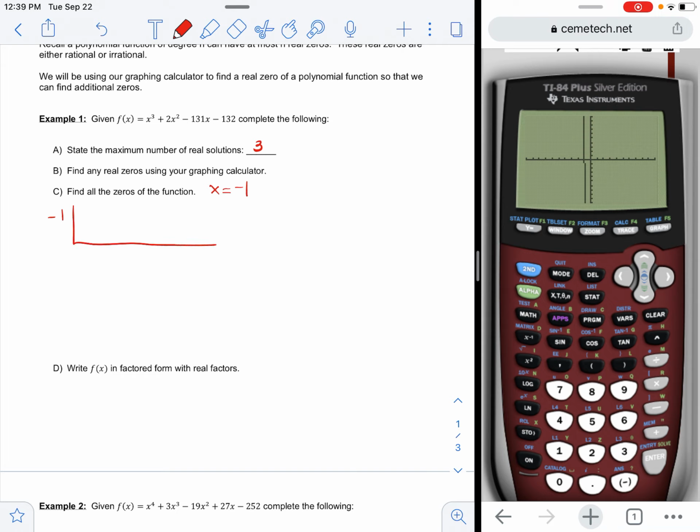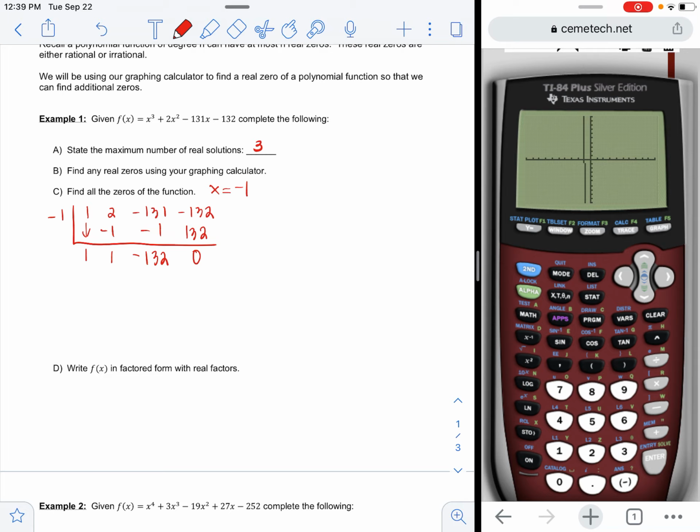Okay, so -1, and I'm going to do 1, 2, -131, -132. Drop the 1, multiply, that's -1, add, that's 1, multiply, that's -1, add, that's -132, multiply, that's positive 132, add, that's 0.